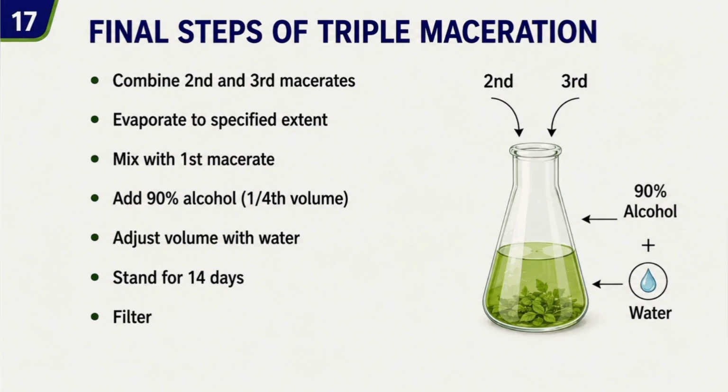After completing the triple maceration, the second and the third macerates are combined. They may be evaporated to the specified extent. Then the first macerate is mixed. Alcohol and water may be added as required. The preparation is allowed to stand and is finally filtered.